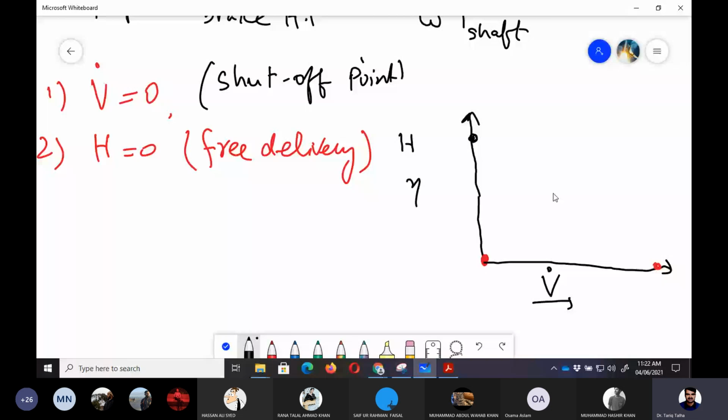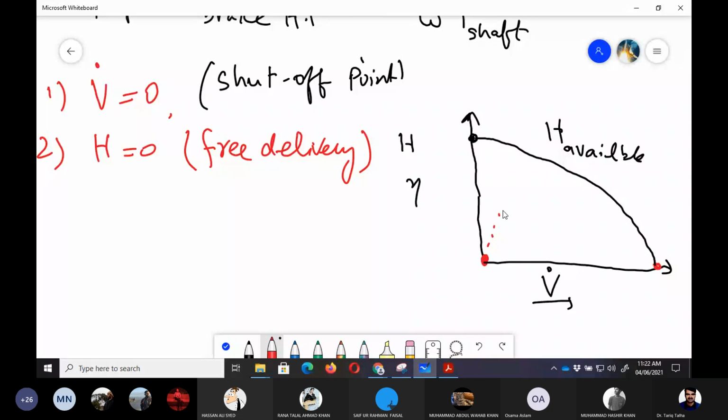This is the net head, and we call it H available, to do useful work. And for the efficiency, if we plot it, it would look like something like this. Let me draw it again here, to make sure that there is no confusion. So there would be a point where we would have maximum efficiency.